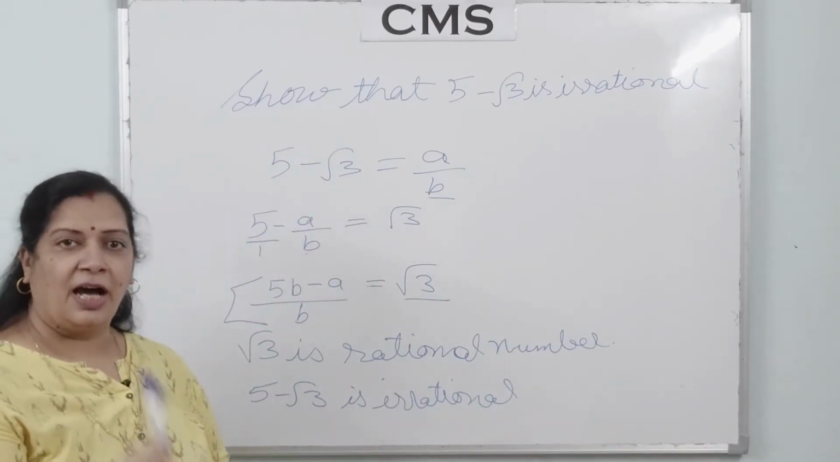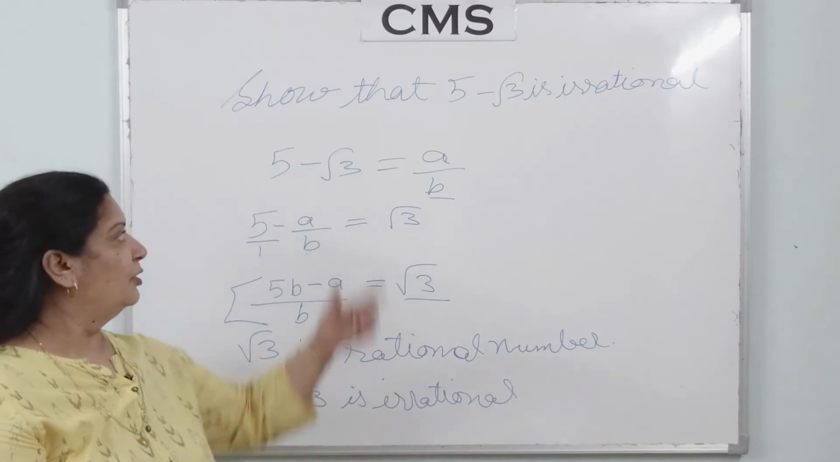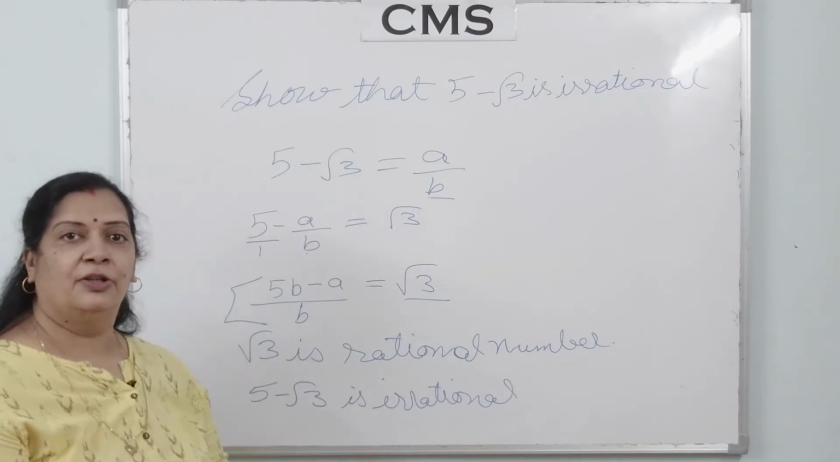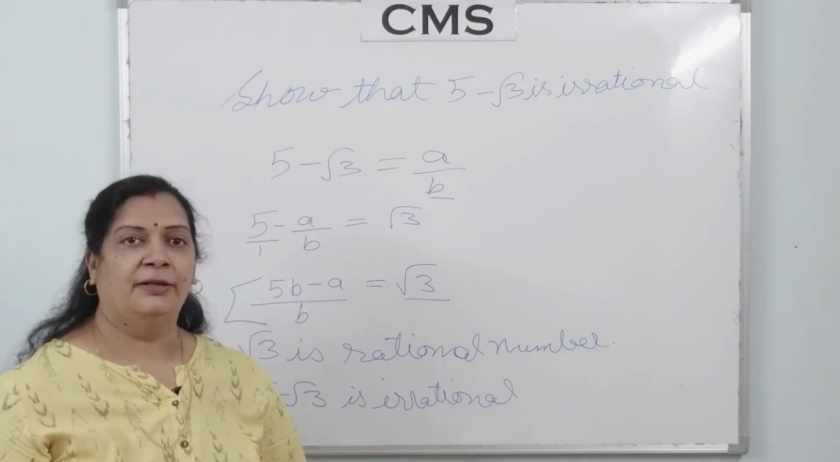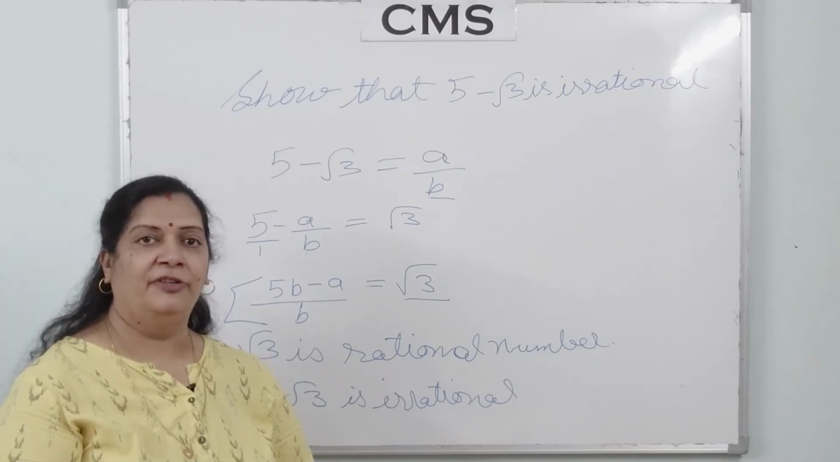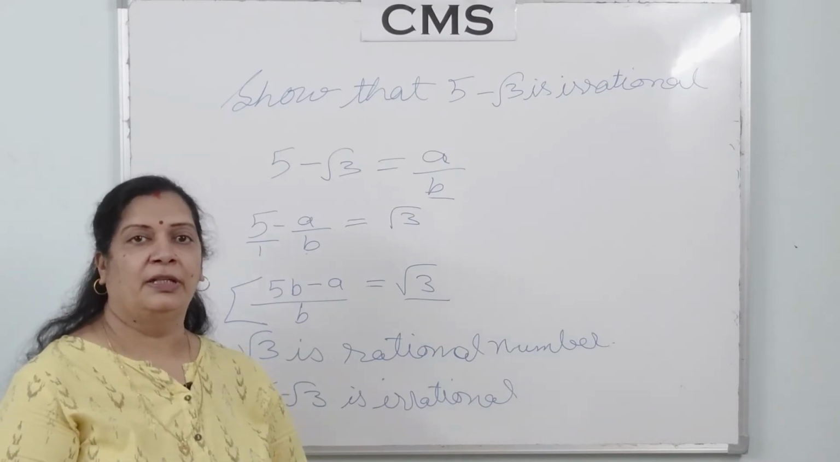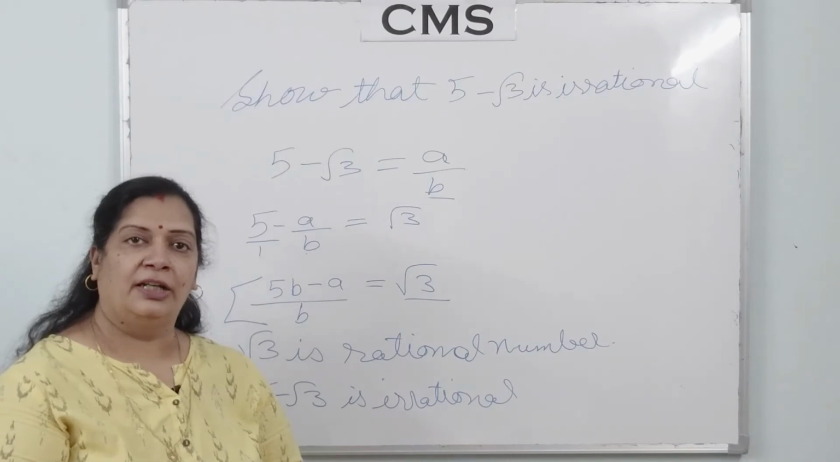It means our assumption that root 3 is a rational number is wrong, because 3 is a prime number, and if a prime number is under root, then it is an irrational number.